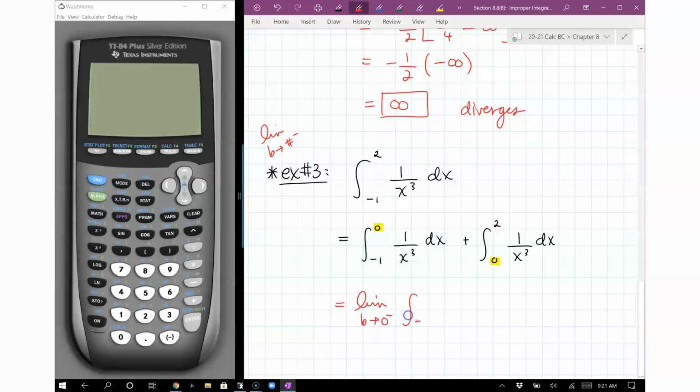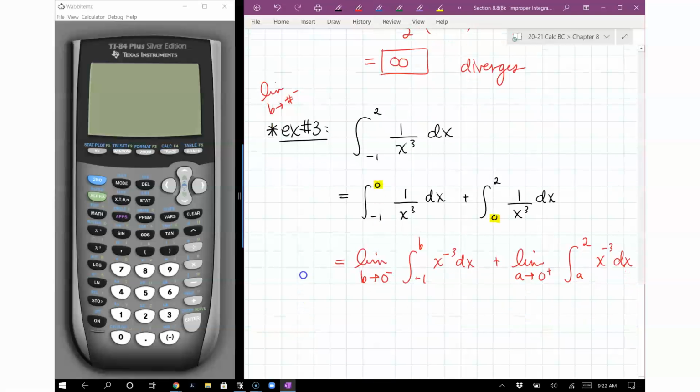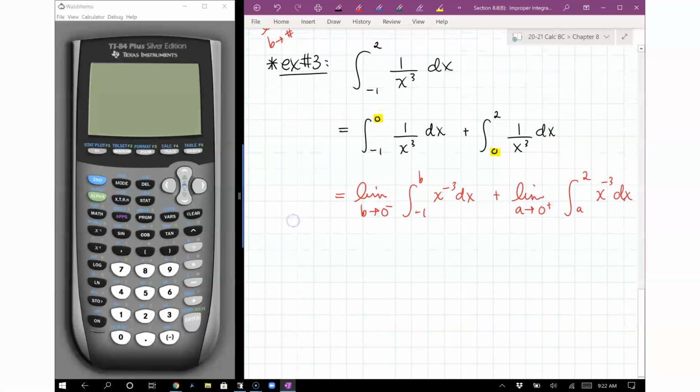Okay, and that's the integral from -1 to b of x to the -3 dx. And then for the second one, I'm going to write the limit as a approaches 0 from the right, of the integral from a to 2 of x to the -3 dx. Okay, so there's the use of a and b.